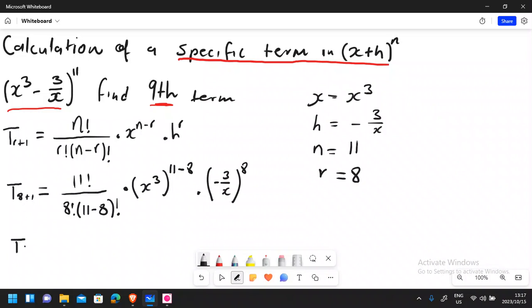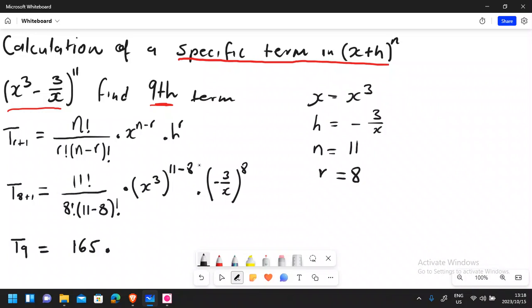So 8 plus 1 is going to be 9, which is the ninth term. It is the one that we're looking for. So when you substitute this or insert this in a calculator, you will get 165. Right, now multiply by this x. Now let's calculate the exponents there.